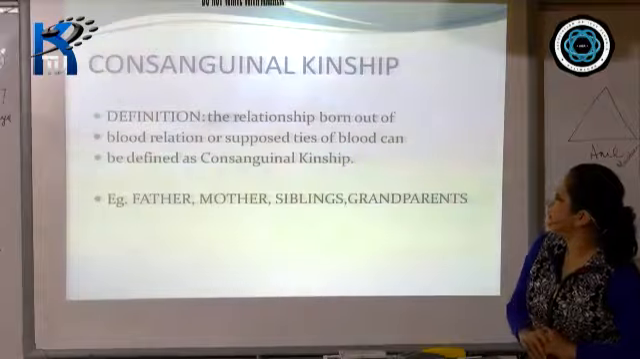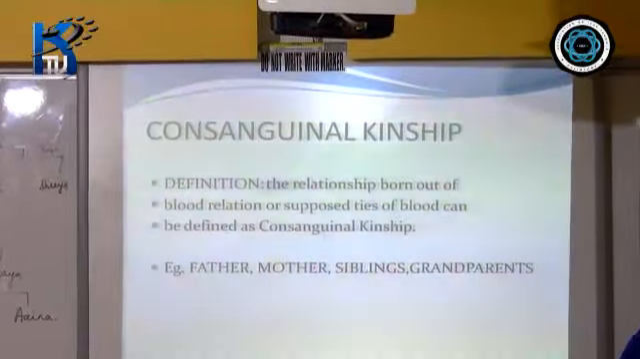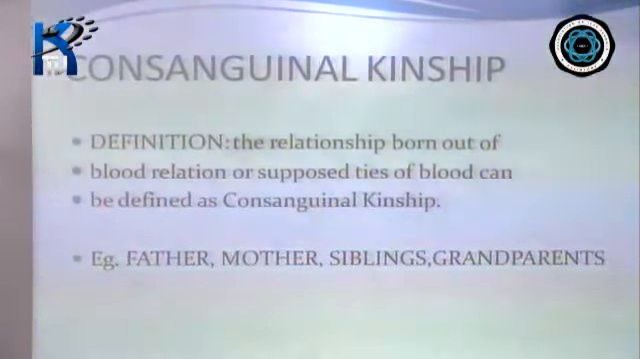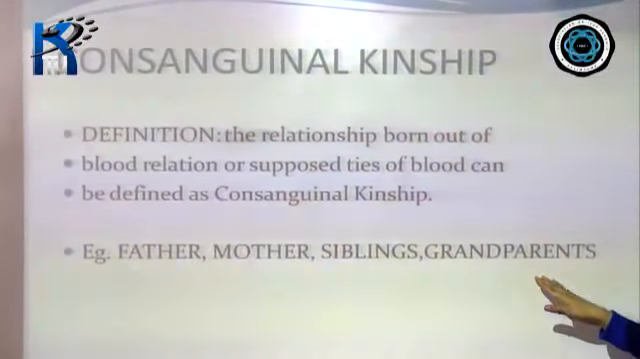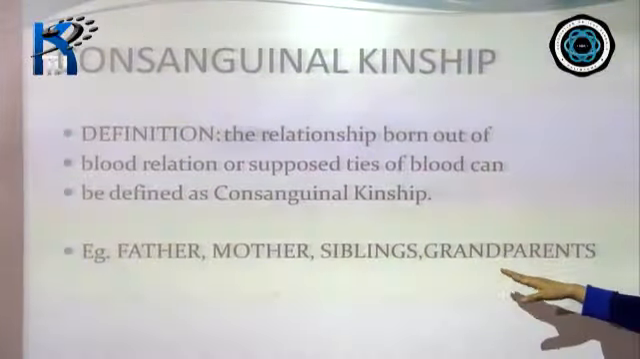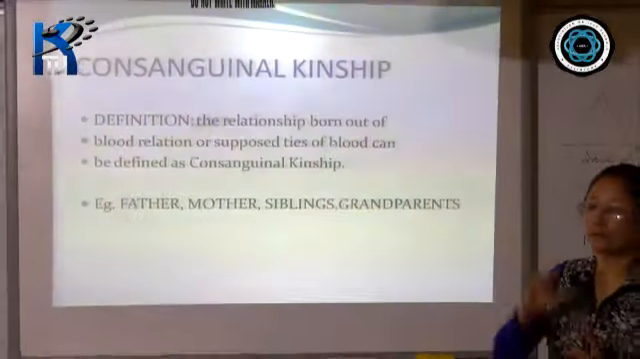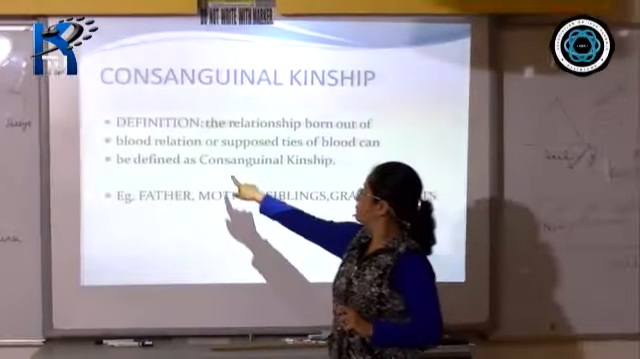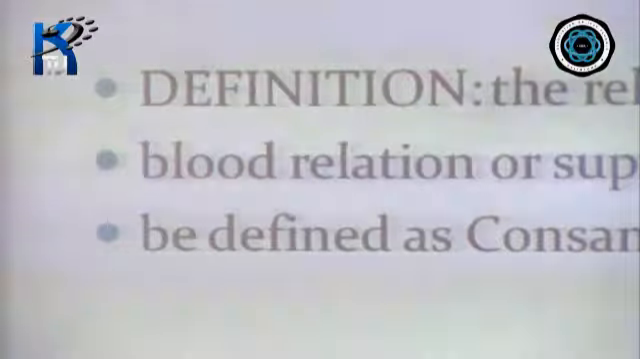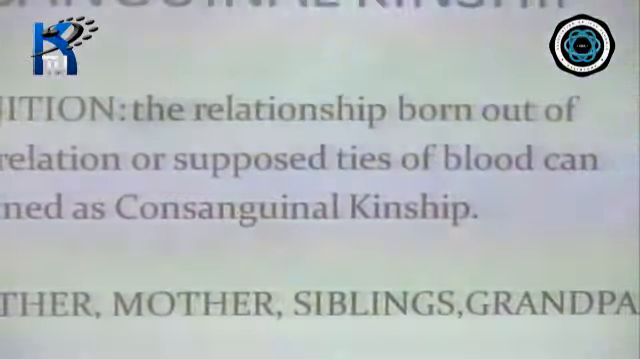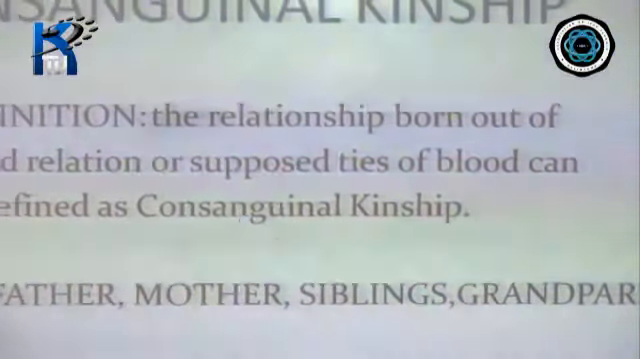Let us look at the meaning of consanguineal. The relationship which is born out of blood or supposed ties of blood can be defined as consanguineal kinship. And I've given you the example here. Mother, father, siblings, grandparents all come under consanguineal kinship. The operative words here are blood relation. You have to be tied with this blood relation. And it can also be supposed, meaning you can also consider adopted children as consanguineal kins.